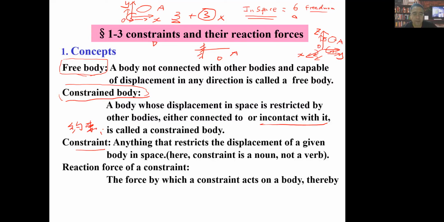Prevents something happen. Maybe my English expression has some grammatical errors, but I really hope you guys can understand what I really want to tell you guys, right? So anything that restricts the displacement of a given body in space, in some type of displacement, right? Here constraint is a noun, not a word.